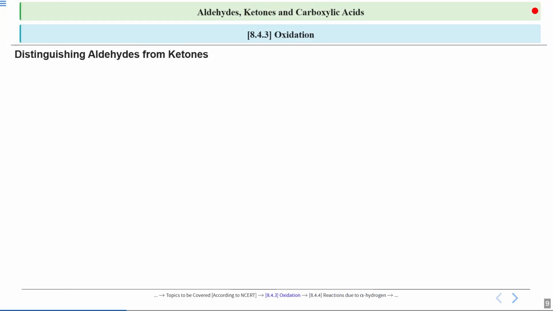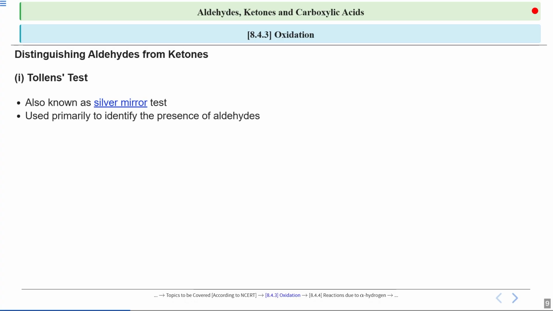So let's talk about distinguishing aldehydes from ketones. Tollens test is a classical method used in chemistry to distinguish aldehydes from ketones. This Tollens test is also known as the silver mirror test. Now, where does this name come from? This name comes from the characteristic appearance that results from the test. As I told you, inside the test tube it forms a silver mirror.